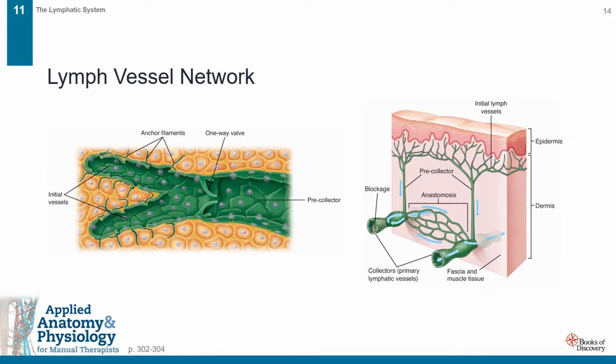And here we have illustrations of the lymph vessel network. To the left, we see the initial vessels converge into a precollector. Several initial vessels converge into a single precollector, passing through a weak one-way valve. To the right, the anastomosis connecting two collecting vessels is illustrated. If a collector is blocked, the anastomosis provides a crossover route for the lymph to flow into a different collecting vessel.